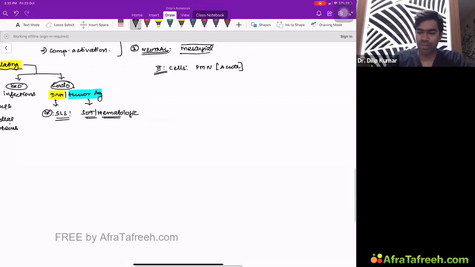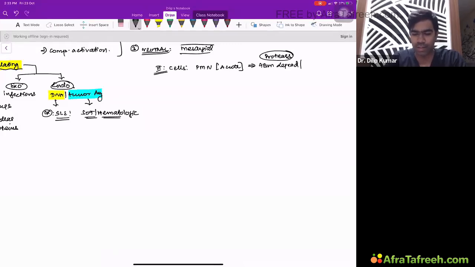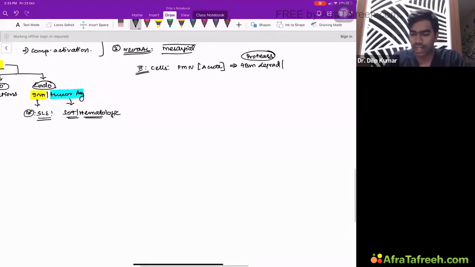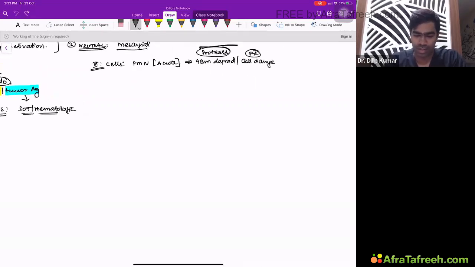They can produce a lot of effects like glomerular basement membrane degradation. How do they produce GBM degradation? By producing a variety of proteases. They can produce direct cell damage, because they produce a lot of free radicals, we know that. At the same time, they can reduce the GFR by themselves. How can they reduce the GFR? Two reasons. One, by plugging the glomerulus.